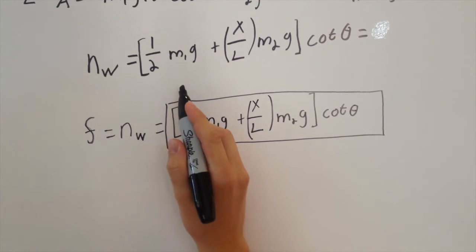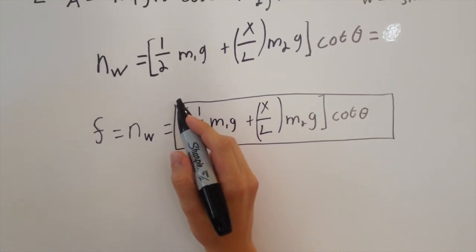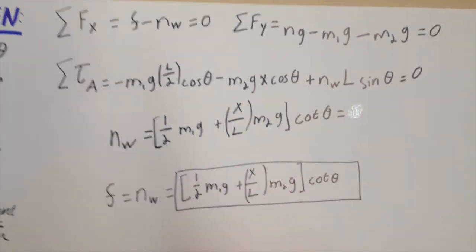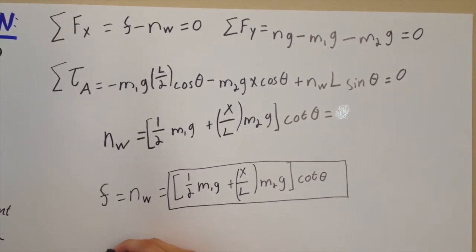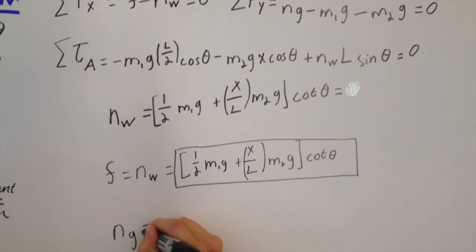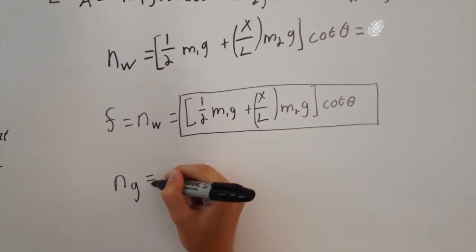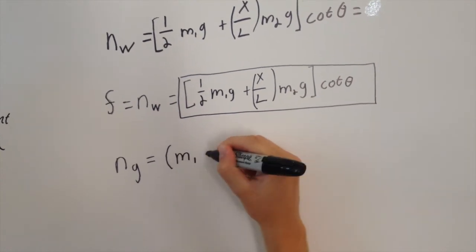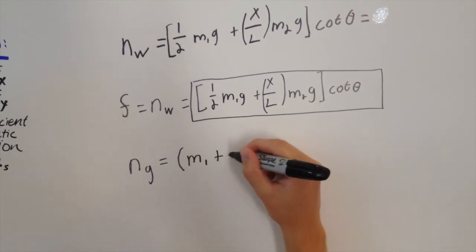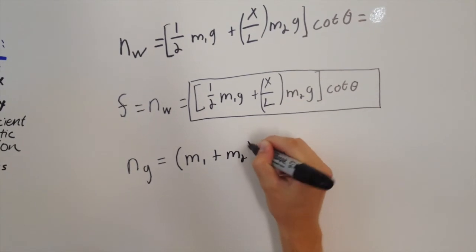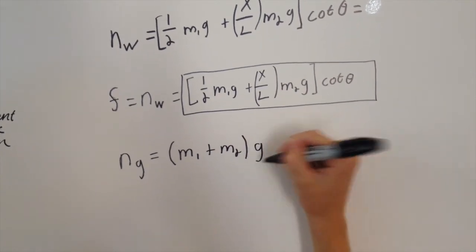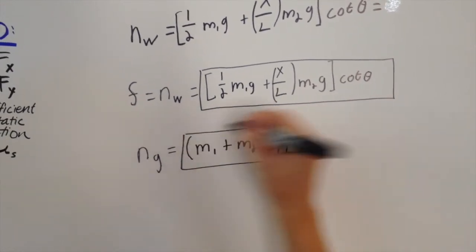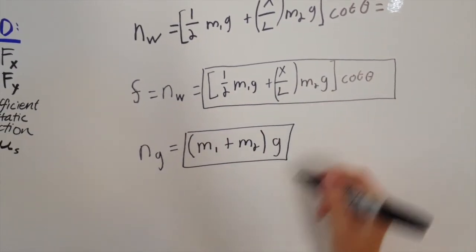Taking the normal force of the wall equation and plugging it into the second equation, we want to solve for the normal force of the ground. And using some basic algebra, we can find the final answer will be m1 plus m2 multiplied by g. These are your answers for part A.